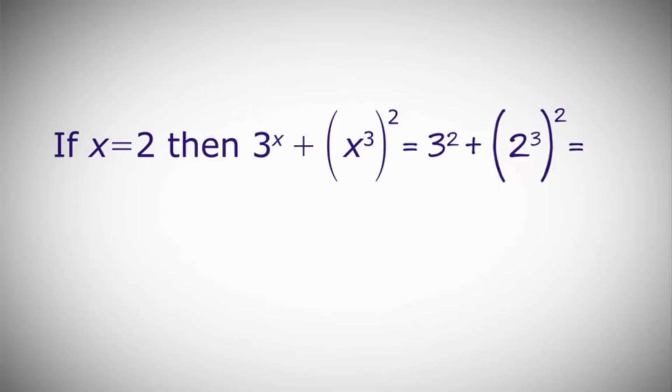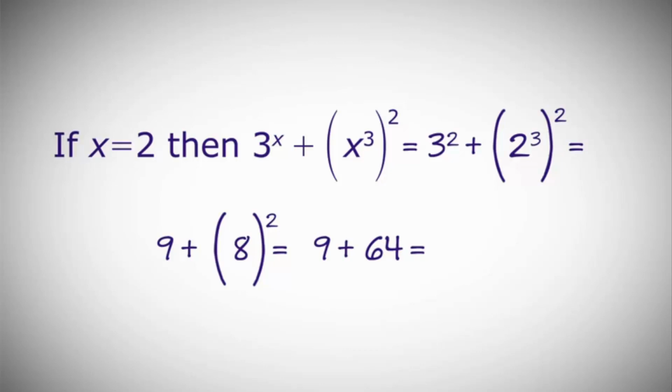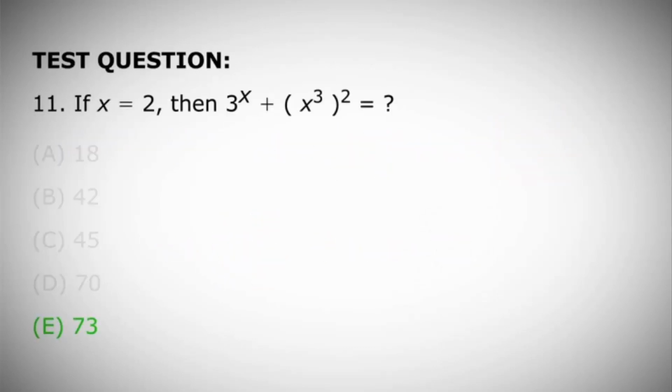Now, because these numbers are relatively small, we can go ahead and evaluate each piece. 3 squared is going to be 3 times 3, which is 9. 2 to the 3rd power is going to be 2 times 2 times 2, which is 8. And then we need to take that result and square it, leaving us with 9 plus 64. Our final step is to just complete the sum. 9 plus 64 is equal to 73, which gives us answer choice E.